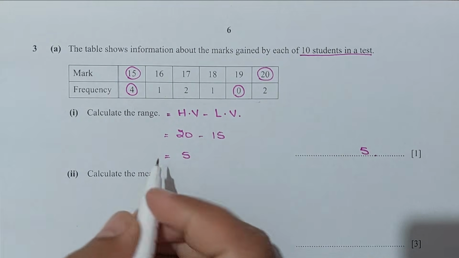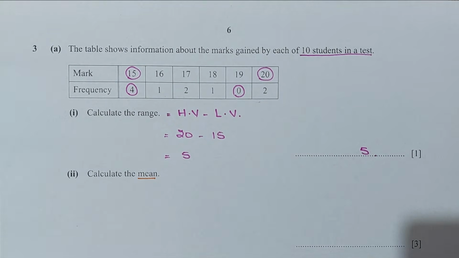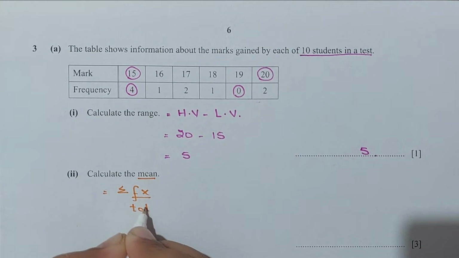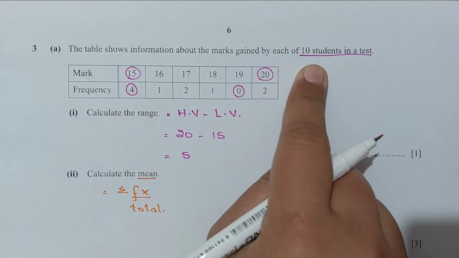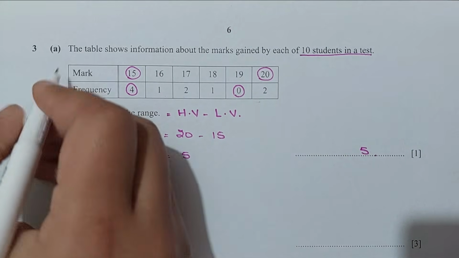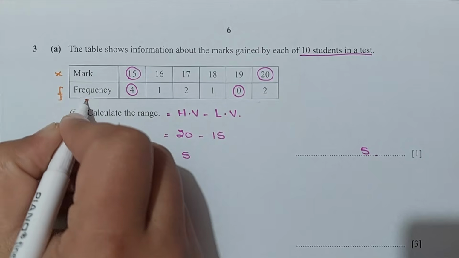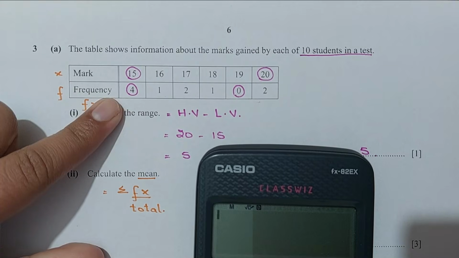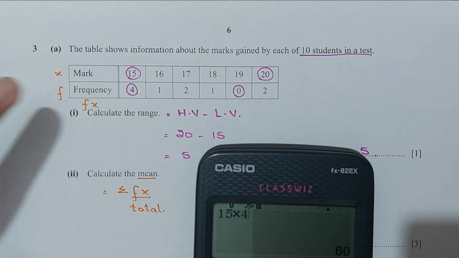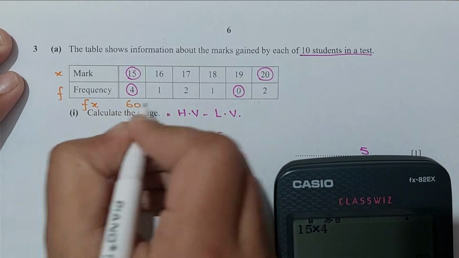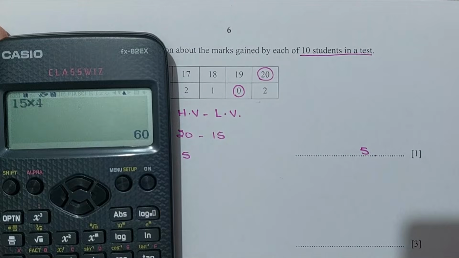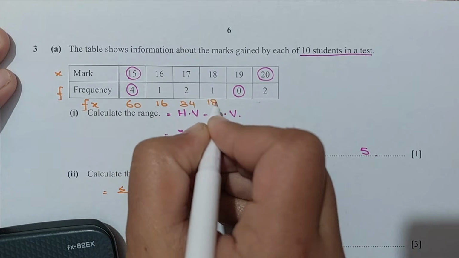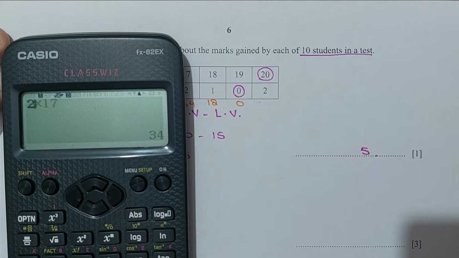All right, the next part, calculate the mean. Mean is sum of fx over total. This is sum of fx divided by the total number of students. So the total number of students is 10, right? Okay, so this is f and this is my x. Now let me find the product of f and x. 4 and 15. 15 times 4 is 60. 1 times 16 is 16. 2 times 17 is 34. 1 times 18 is 18. 0 times 19 is 0. 2 times 20 is 40.